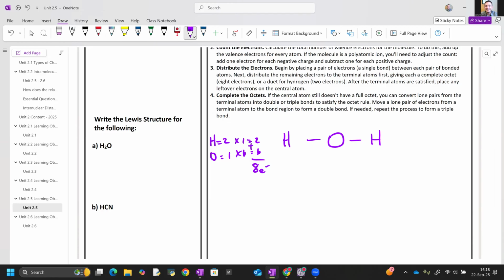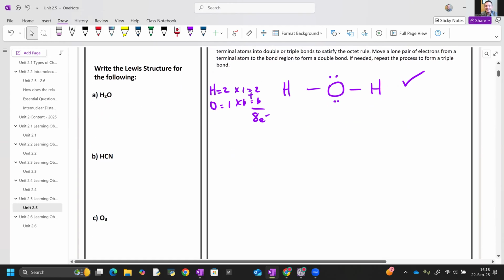Now we have to distribute electrons. Now we're not going to distribute any electrons on the hydrogen because hydrogen is satisfied with only 2, being in the 1s orbital, which can only hold 2 electrons. So now we're going to add our lone pairs of electrons to oxygen, 2, 4, 6, 8. So we have a total of 8 electrons, and this is a really good Lewis structure.